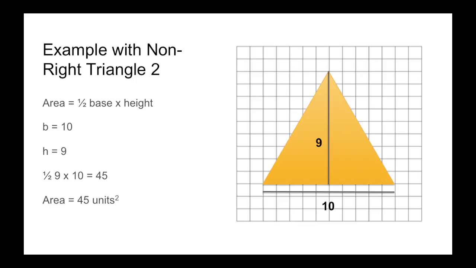Here is another example of finding the area of a non-right triangle. The base of this triangle is 10 units in length, and the height of this triangle is 9 units in length. 1/2 times 9 times 10 is 45, giving us the area of this triangle to be 45 units squared.